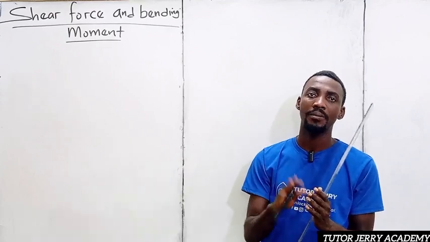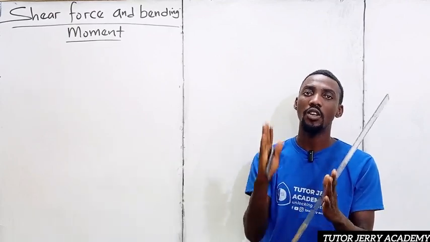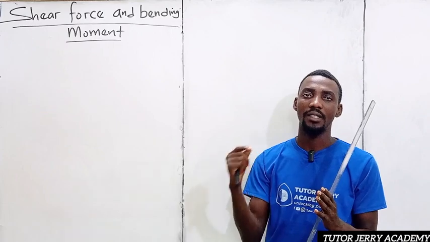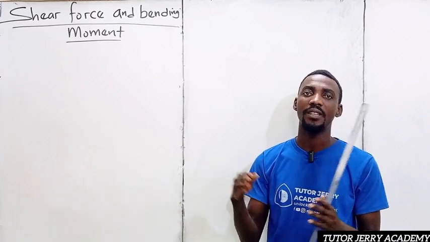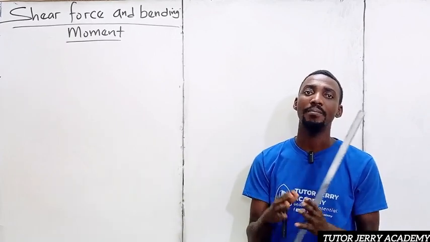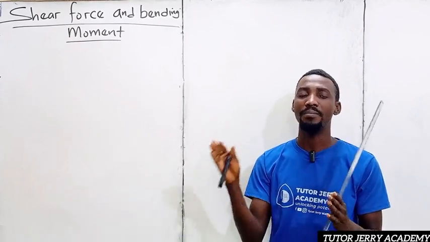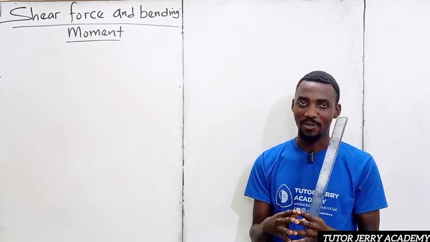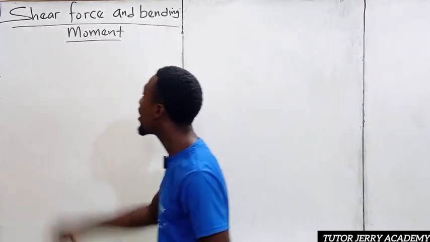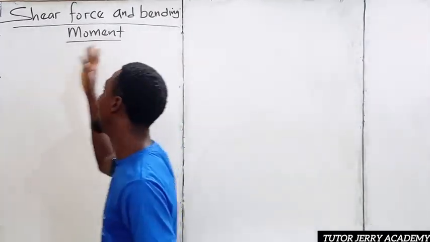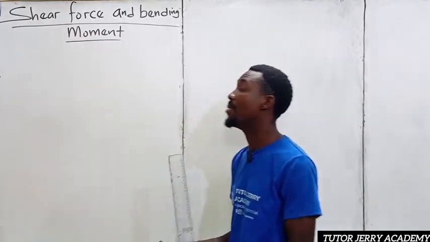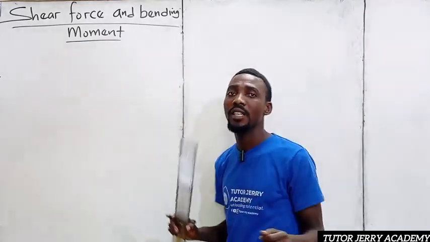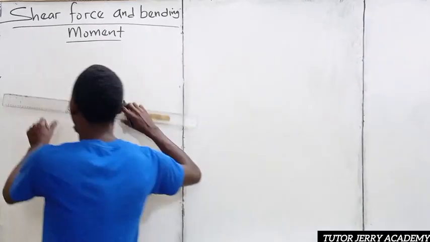I've talked about types of beams, types of supports, and we have done a lot of calculations on how to calculate the reaction at the end of a beam, be it a simply supported beam, an overhanging beam, a cantilever beam, a pinned beam, or a combined beam, and so on and so forth. So for us to understand what a shear force and a bending moment is, I'm going to draw a simply supported beam to explain this concept.